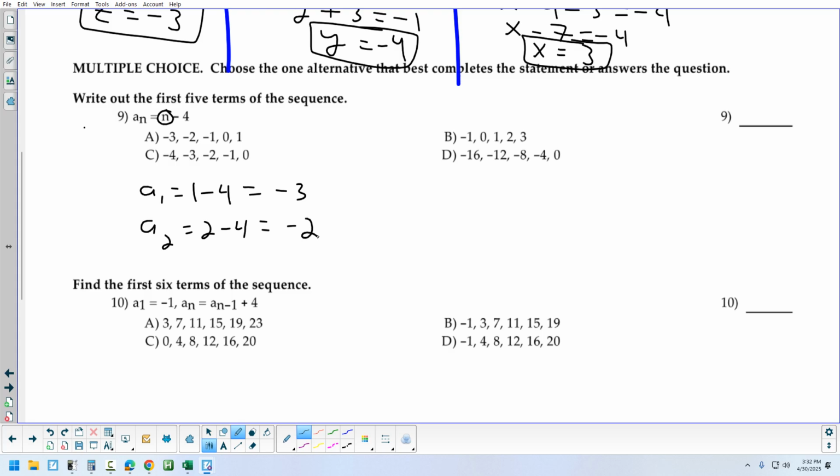Which one is this? A. Yeah, so this one is A. Those are the first 5 terms in the sequence. Any question on that one? Okay.